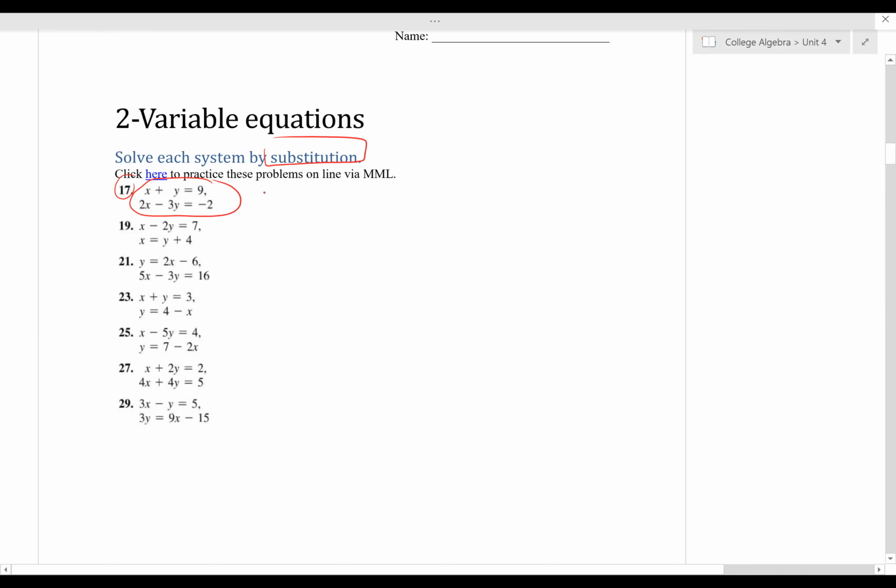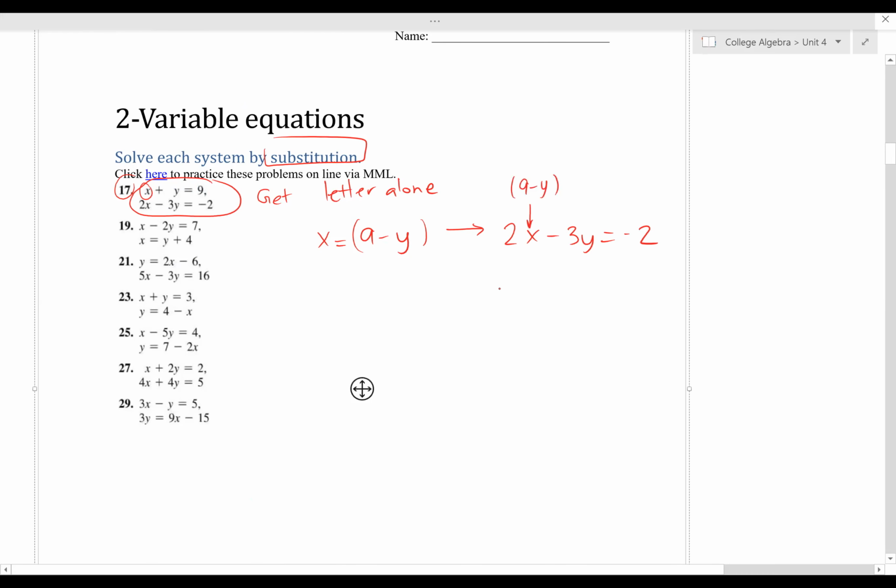So if I'm doing substitution, I need to get a letter alone. In this system, I'm just going to go ahead and get x alone. So x would equal 9 minus y. And that's just from subtracting y to the other side. Then I'm going to plug this into the second equation, 2x minus 3y equals negative 2. I can substitute x with 9 minus y. So that becomes 2 times 9 minus y, minus 3y equals negative 2.